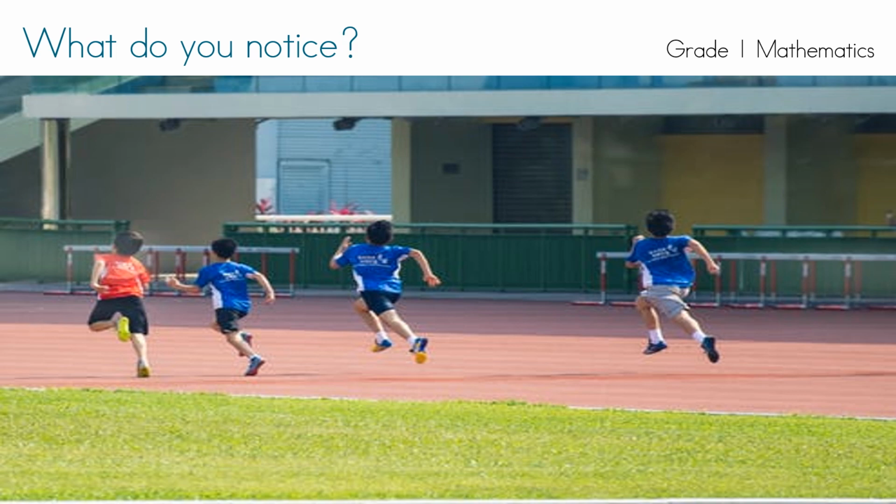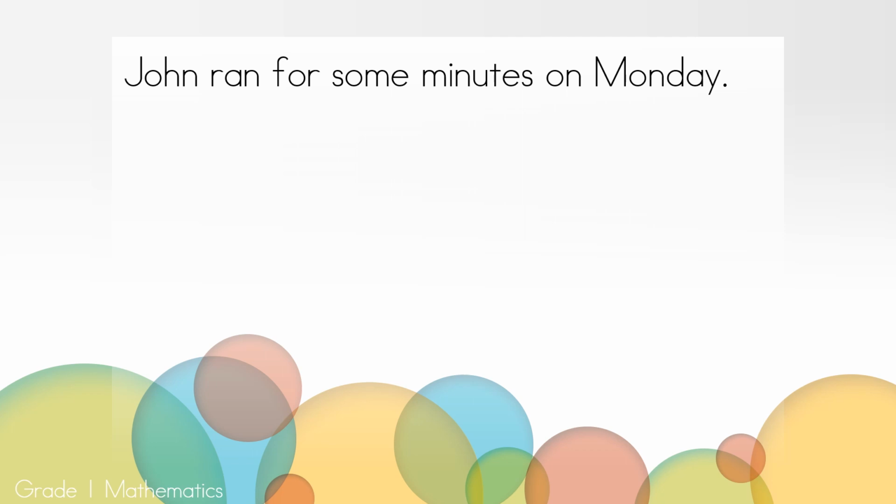Maybe you see 4 boys running. Maybe you see 3 blue shirts. Maybe you see yellow soles on one boy's shoes and yellow and blue soles on another boy's shoes. Maybe you see the track. Maybe you see the school. Maybe you are counting the columns. As mathematicians, we're always noticing what's around us. Picture in your mind what is happening in the story while I read the story to you.